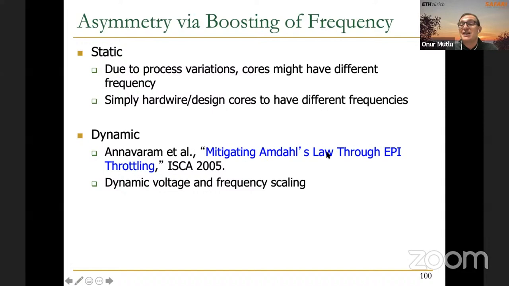The idea in this paper is very simple. It's very similar to accelerated critical sections. It's not similar to accelerated critical sections, sorry. It's basically very similar to accelerating serial bottlenecks, meaning the Amdahl serial part, by shipping that serial part to a large core. Here, instead of shipping it to a large core, what they do is they boost the frequency of the large core. Clearly, these are two different approaches to accelerate a serial bottleneck, right? They use dynamic voltage and frequency scaling in this case.